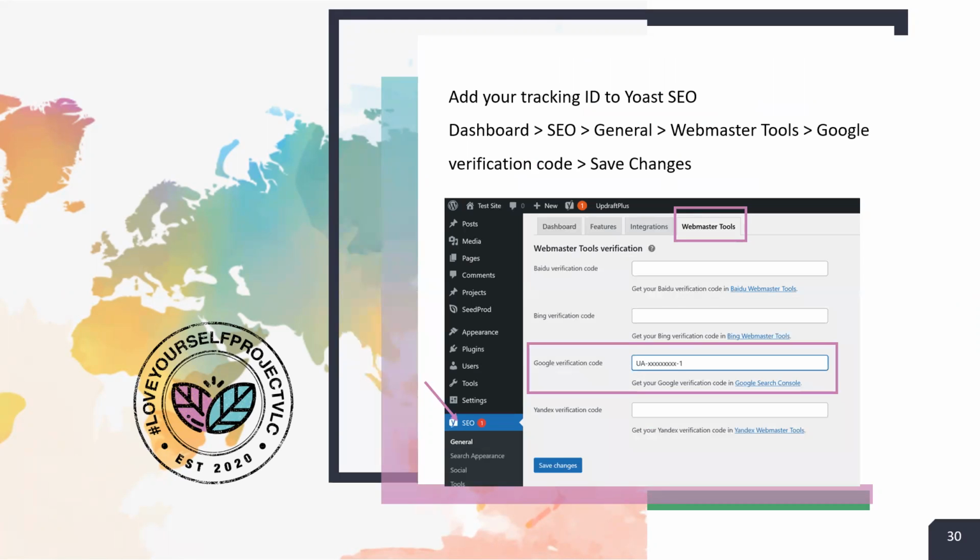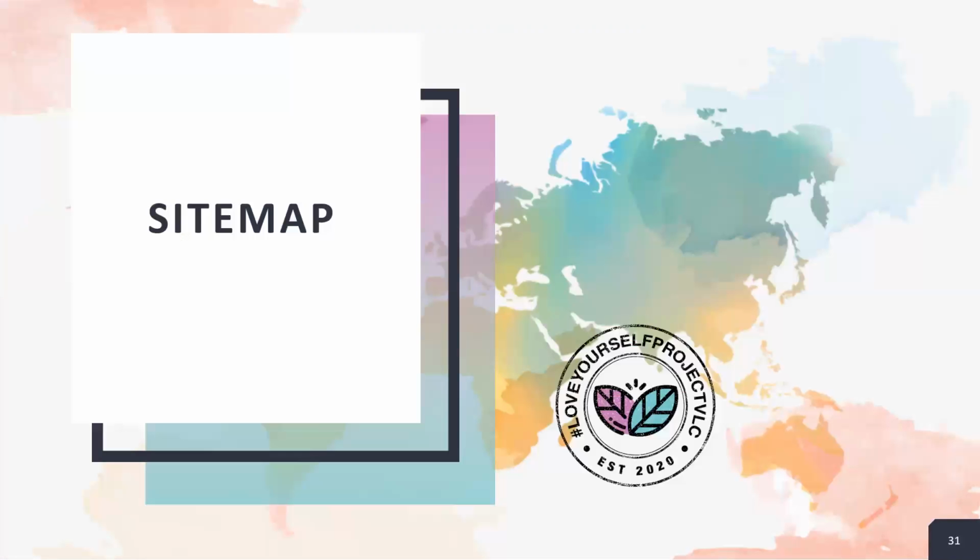Once you've got that code, we head back to the back end of your WordPress website. Back to Dashboard. This time you're going to SEO, then General, then Webmaster Tools. And here you're going to look for the section that says Google Verification Code. And that is where you paste in that code. And of course, save changes.